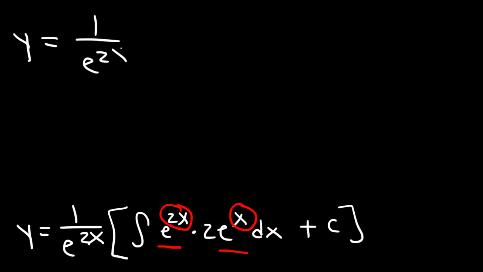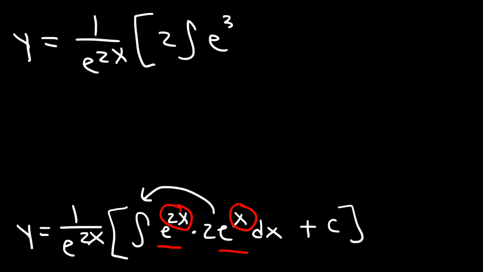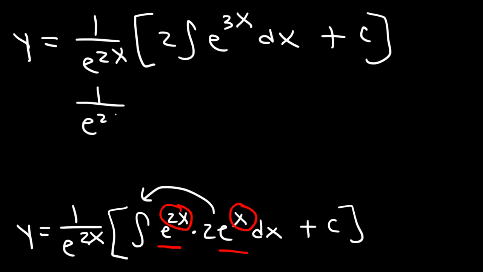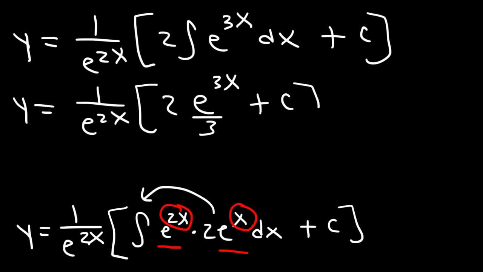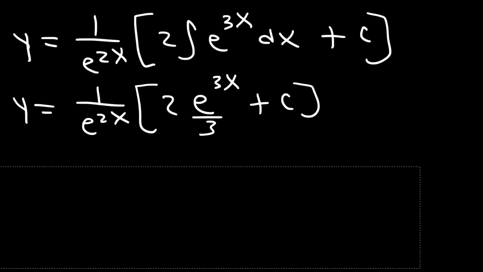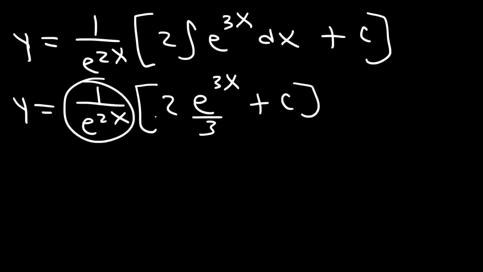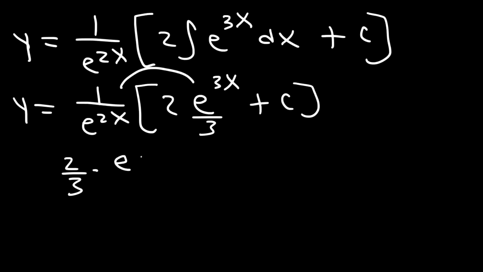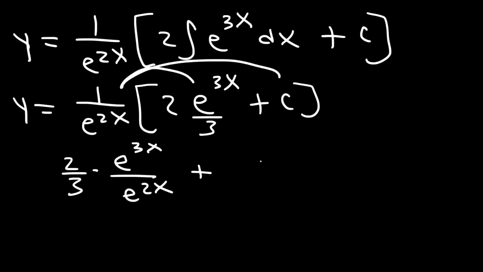So right now we have this expression. We can move the 2 to the front. So this is going to be 2 times the integral of e to the 3x dx plus the constant of integration. Now the antiderivative of e to the 3x is e to the 3x divided by 3. So now let's distribute this to both terms. So we're going to have 2 over 3 times e to the 3x divided by e to the 2x, and then plus c divided by e to the 2x.